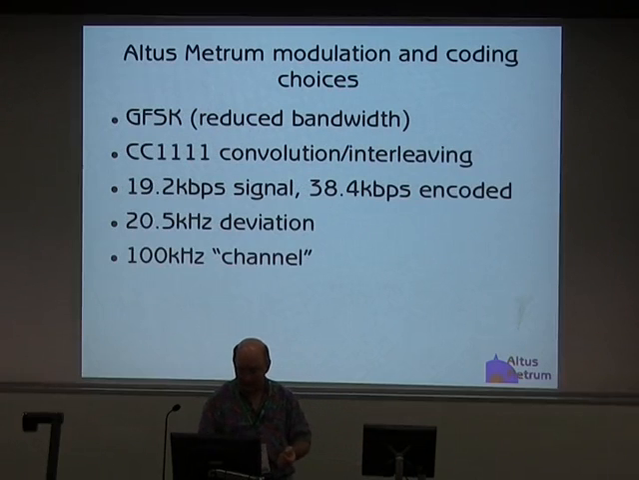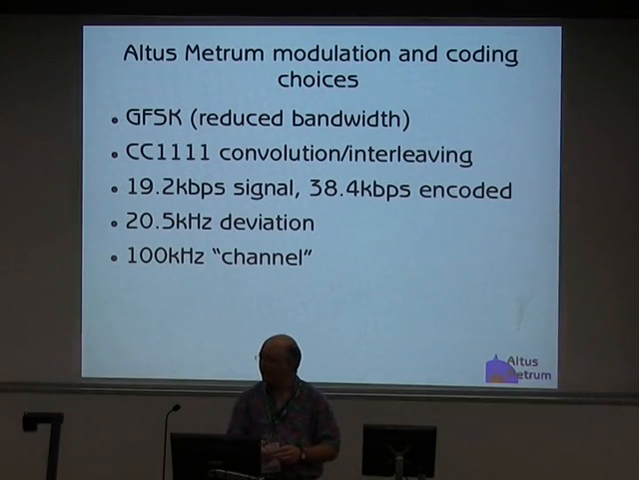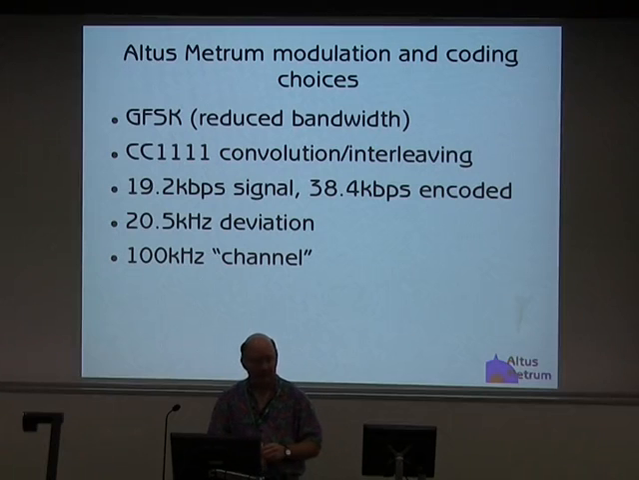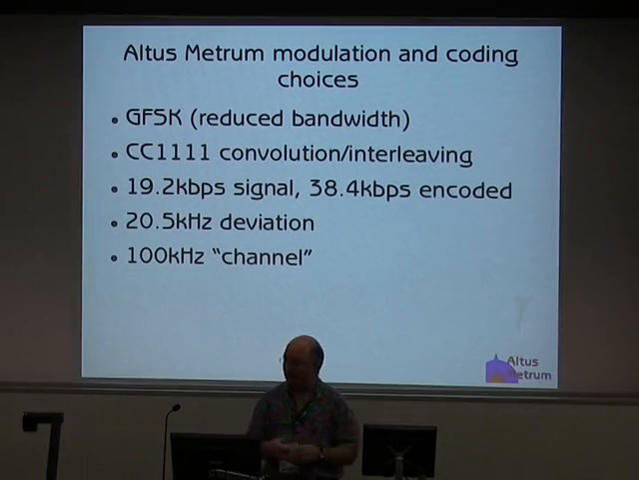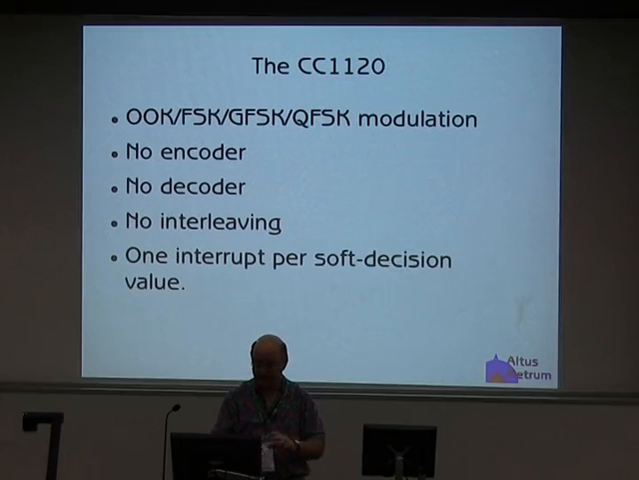So of course all that we did was choose that transceiver and then set some other parameters. The symbol rate, the input symbol rate of 19.2 kilobits, the encoded rate of 38 kilobits. Of course, it's a half-rate encoder, 20 kilohertz deviation for about 100 kilohertz channel bandwidth. Nothing too magic there. The chip loved it.